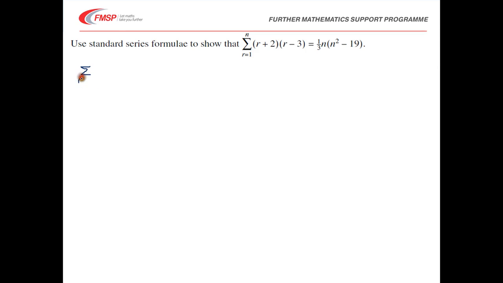It's a show that question, so let's be really careful and formal about this. Start by writing down the left-hand side. The first step then is to multiply out the brackets. And I've still got brackets around that because you're summing the whole of that expression. Then split your expression into the three separate terms. The sum from 1 to n of r squared, take away the sum from 1 to n of r, take away the sum from 1 to n of 6.